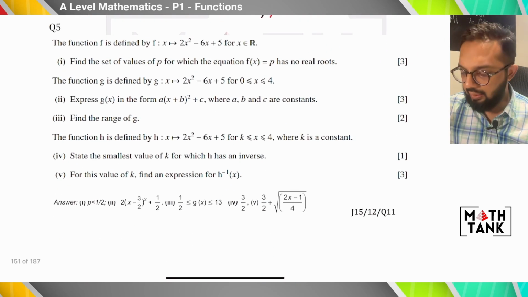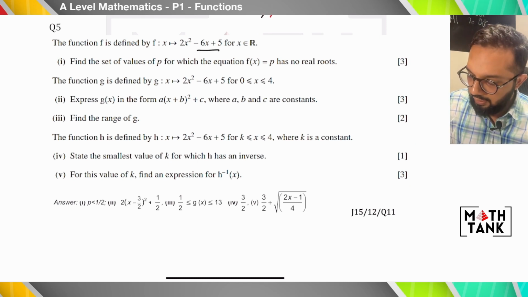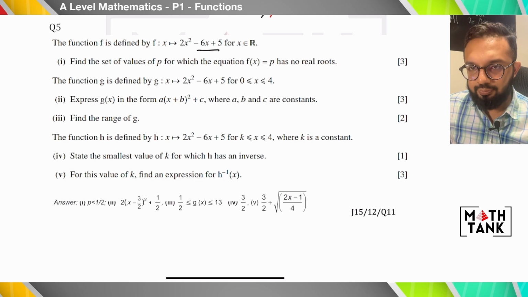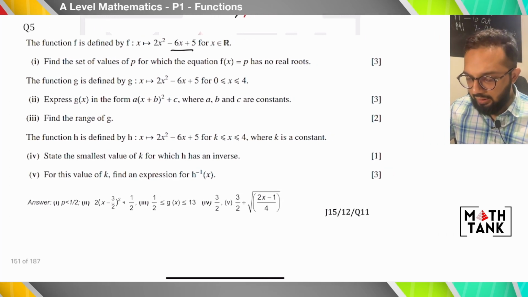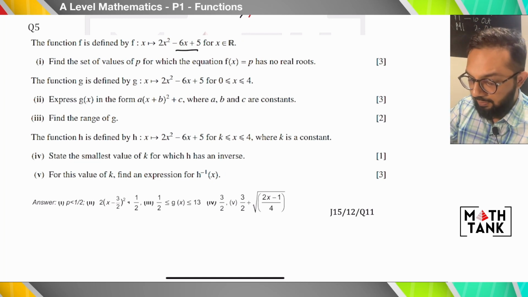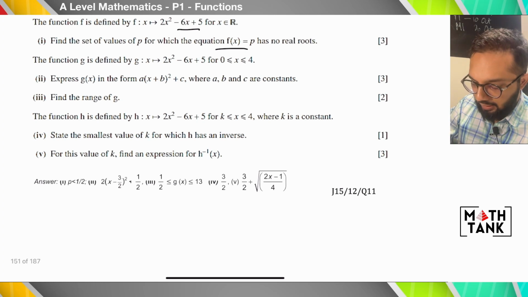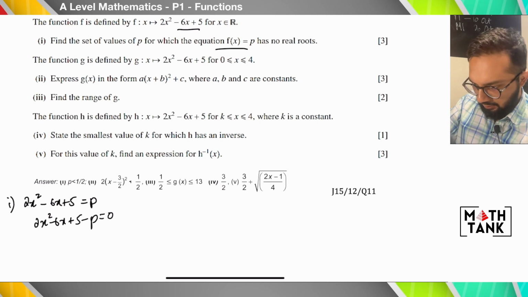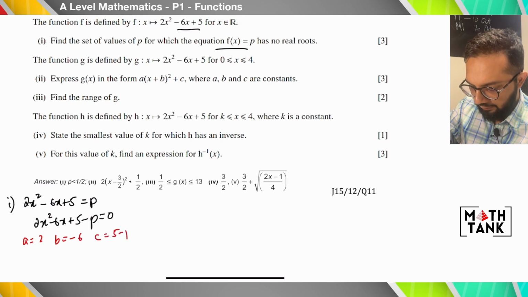It's a longer question. Let's look at that. It says the function f is defined by f of x equals 2x squared minus 6x plus 5. Find the set of values of p for which the equation f(x) equals p has no real roots. So again, a question on quadratics. Part 1: 2x squared minus 6x plus 5 equals p, so 2x squared minus 6x plus 5 minus p equals 0. So a is 2, b is minus 6, c is 5 minus p.